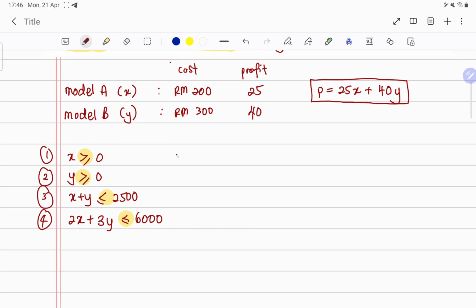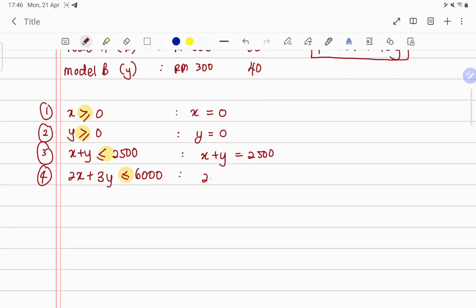Okay, so first one, you're going to get x equal to 0, y equal to 0, and x plus y equal to 2500, and 2x plus 3y equal to 6000. So this is your first, second, third, and fourth equation that you're going to draw on your graph later on. So before we draw, of course, we need to know first what is our coordinate, right?